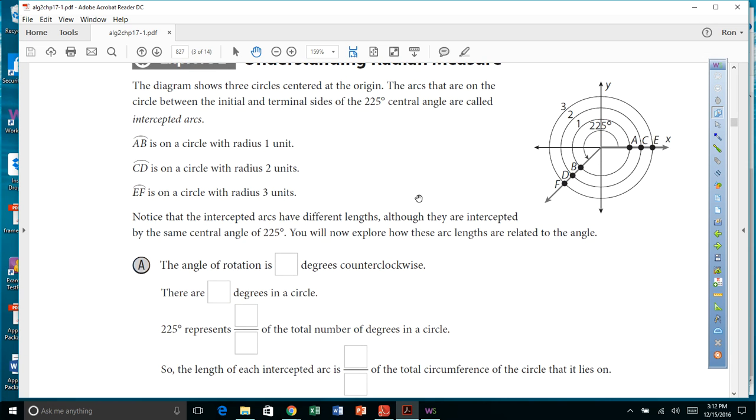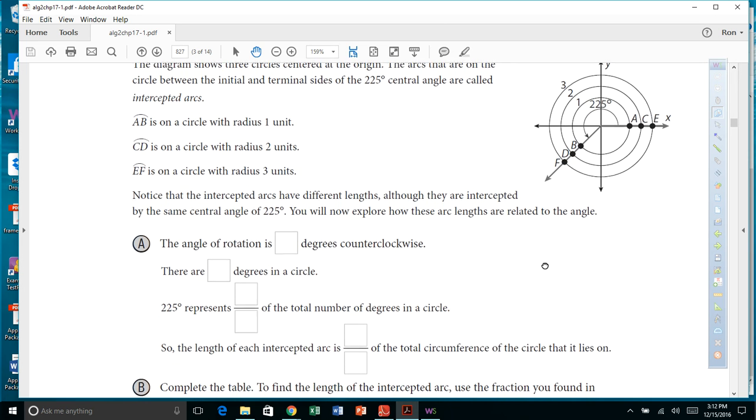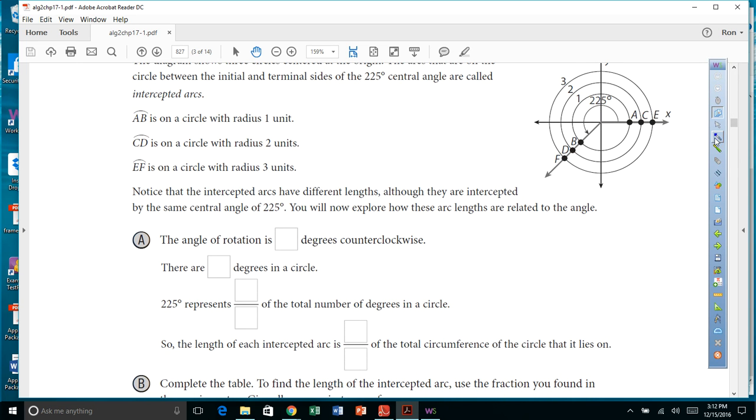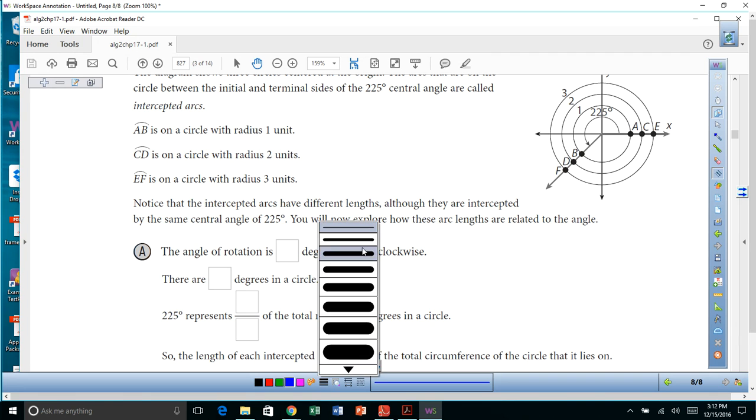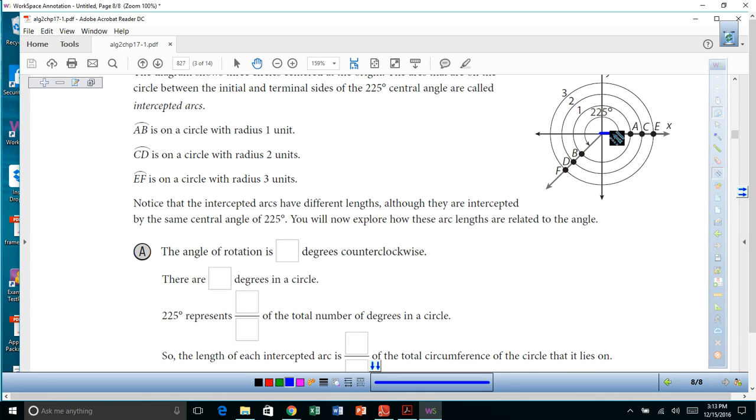Understanding radian measure. The diagram shows 3 circles centered at the origin. The arcs that are on the circle between the initial and terminal sides of the 225 degrees central angle are called intercepted arcs. So let's see here. Remember this right here. Let me get a little bit thicker. This is our initial side, right? And this over here, we'll use red. That's our terminal side, right?